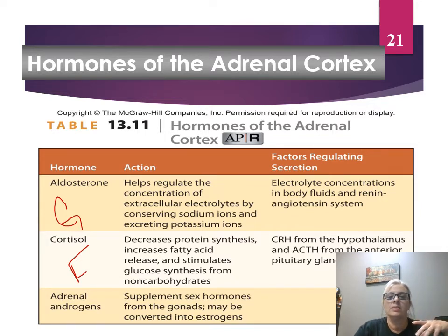Adrenal androgens is next, and these are male sex hormones, and those are produced in the inner zone. And so these are going to be in the R zone, okay? The zona reticularis. These are actually converted into female sex hormones like estrogen. And of course, these stimulate early development of reproductive organs.